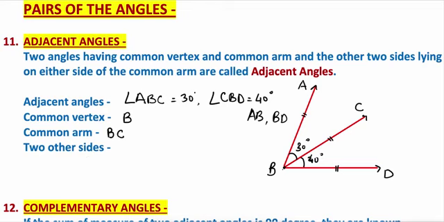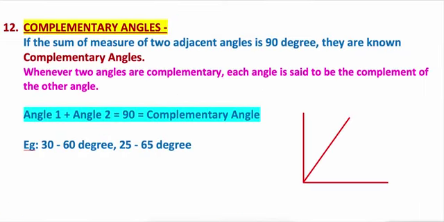Now let's see here. The two other sides are AB and BD. AB and BD are the other two arms. BC is the common arm and B is the common vertex. So the adjacent angles are angle ABC and angle CBD. Now let's see complementary angles.